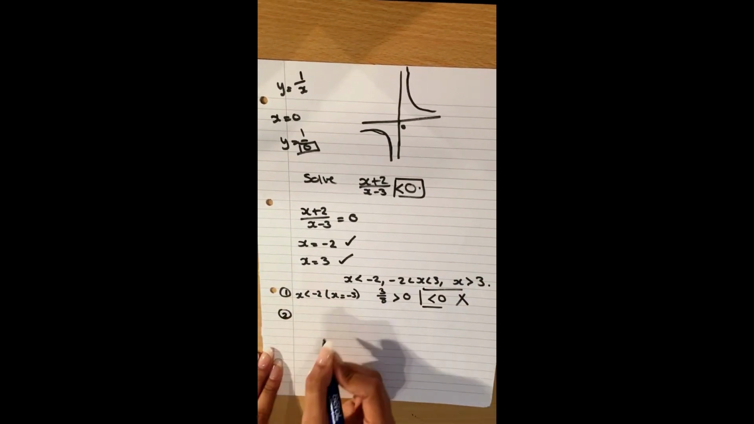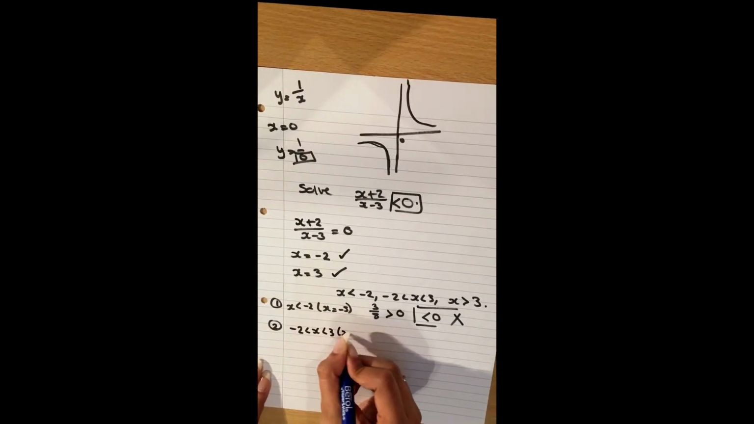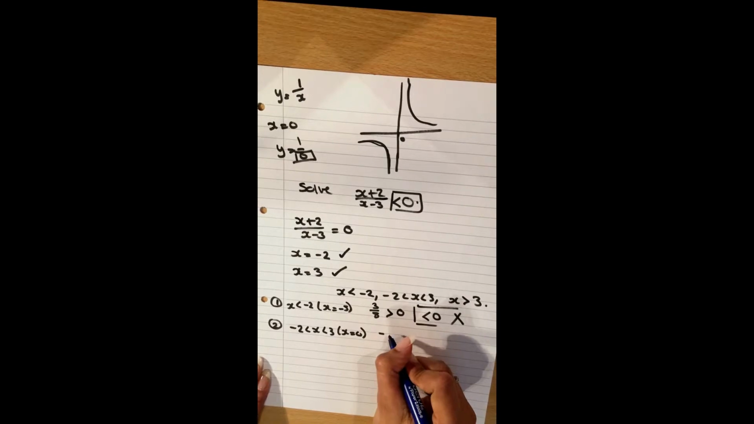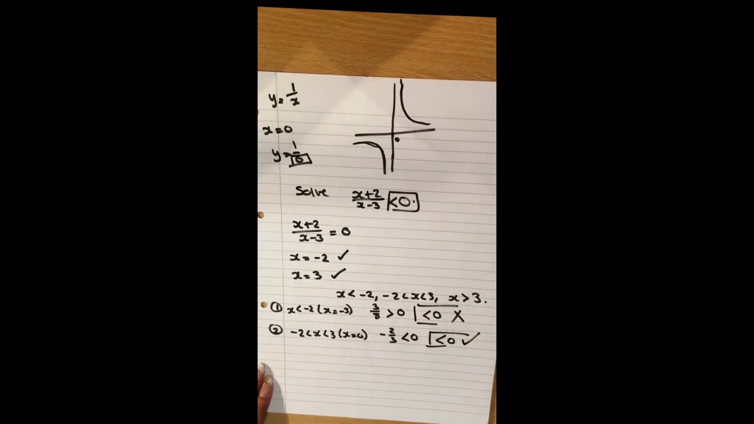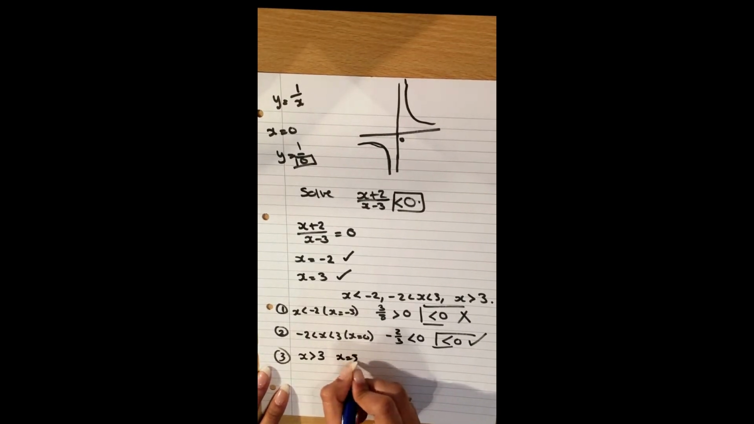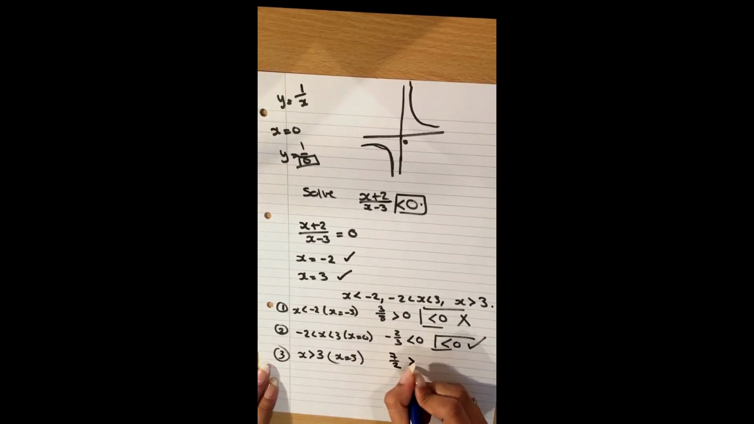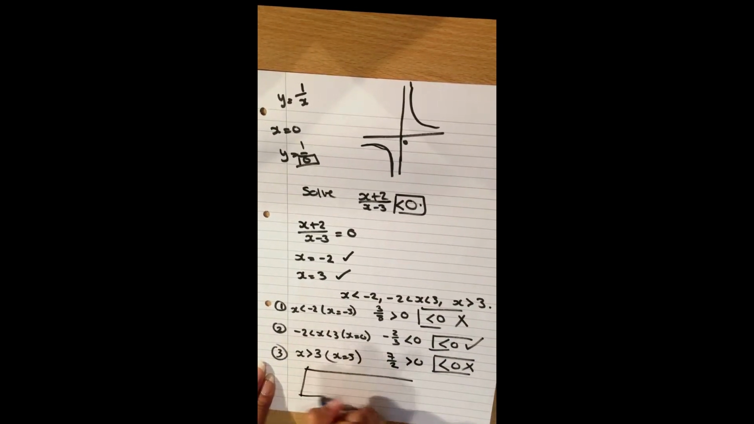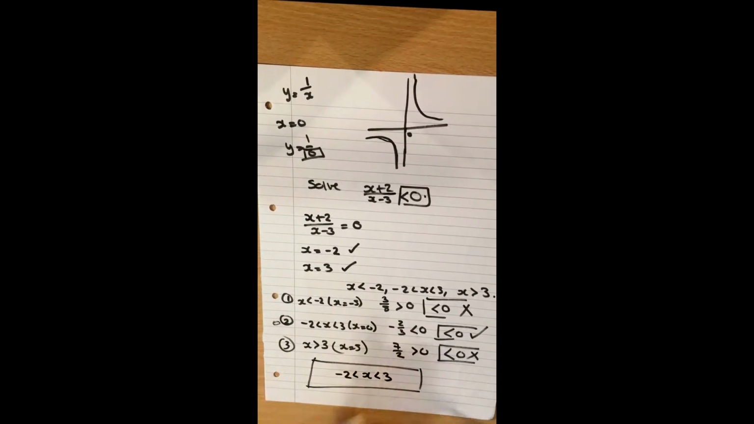We need it to be less than 0, so it's not part of our solution set. So our second region was between minus 2 and 3, for example, x equals 0. If we put x equals 0 into our original equation here, we get minus 2 over 3, which is less than 0, so it is part of our solution set. Our third region was where x is greater than 3. We put x equals 5 into our original equation, get the value of 7 over 2, which is greater than 0. We need less than 0, so it's not part of the solution set. So our solution set will be region 2, when x is between minus 2 and 3.